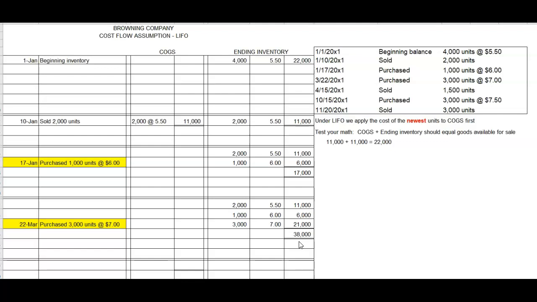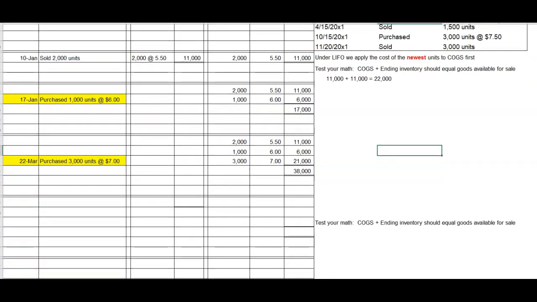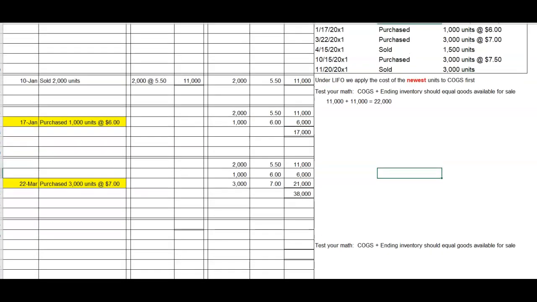And the reason is that the different cost flow assumptions will not make a difference to your calculations of cost of goods sold or ending inventory until we sell product from different layers. Then the cost flow assumptions will make a difference. The next transaction on April 15th was a sale of 1,500 units. Let's get started on that one. We'll work together with it, and then I'll turn you loose to finish the worksheet.